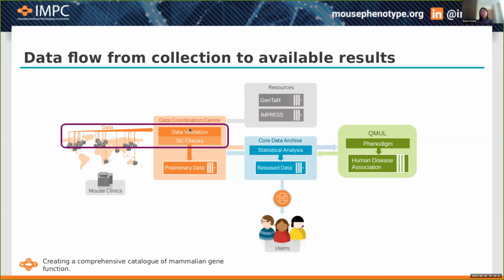As we collect large amounts of different types of data, we have validation in place to check the incoming data. The validation also cross-checks with the resource databases, Gentar and IMPReSS, to check if the incoming data are aligned with the information contained in these resource databases. I will explain further about IMPReSS later, as it will be helpful to learn how the information relates to the Solr API.